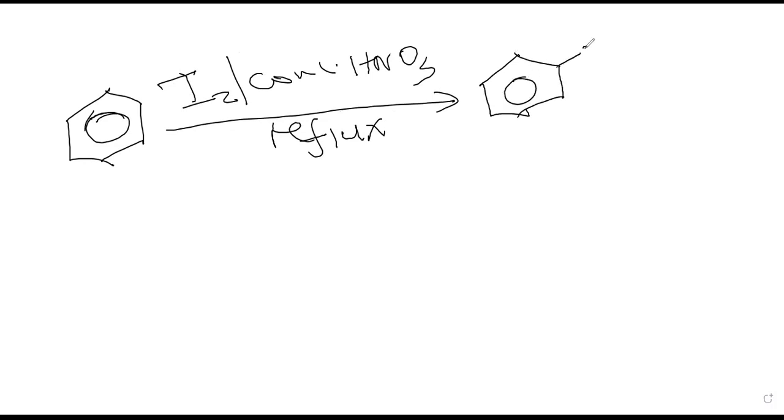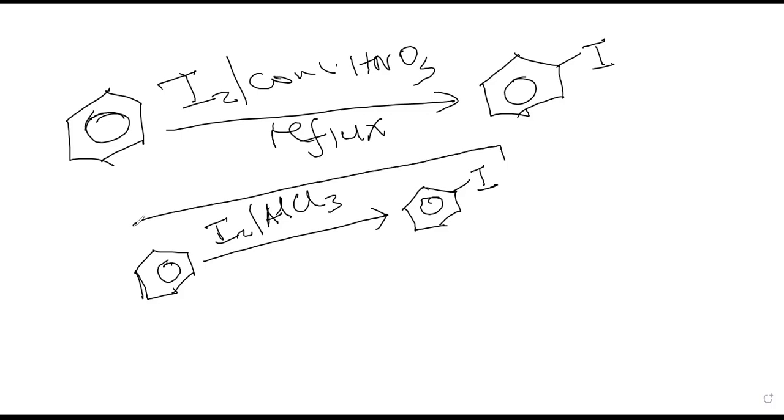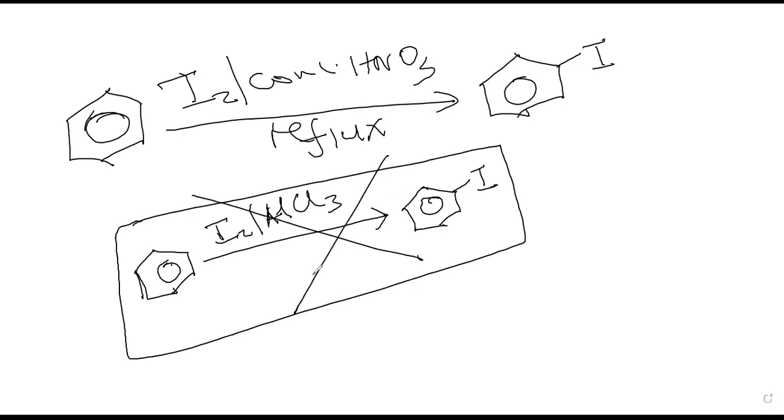So don't be like, can't I have benzene and iodine in presence of aluminum chloride? God may not forgive us if we write this, because this is not true. This is wrong. Halogenation using iodine is not done the same way as halogenation using chlorine and bromine. If you want to use iodine, you must use conc nitric acid and reflux.